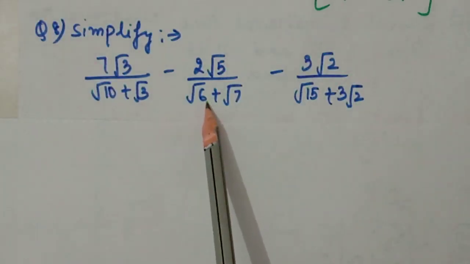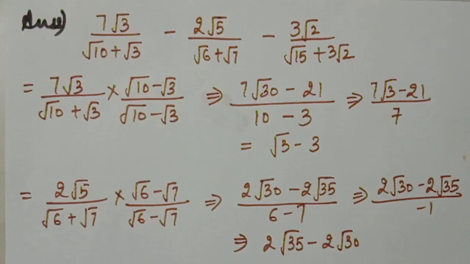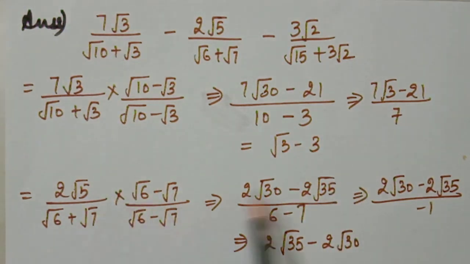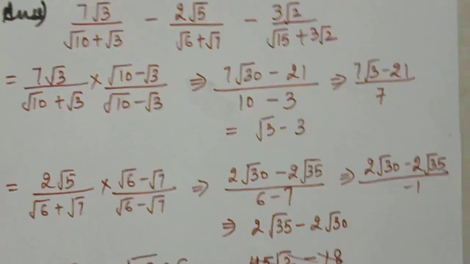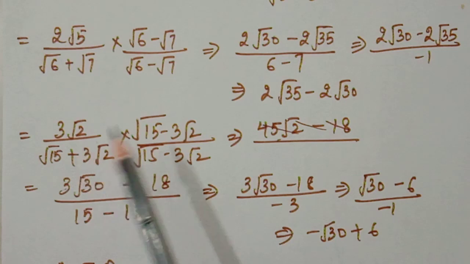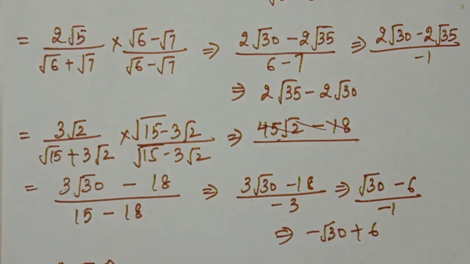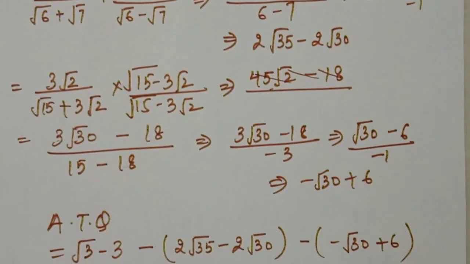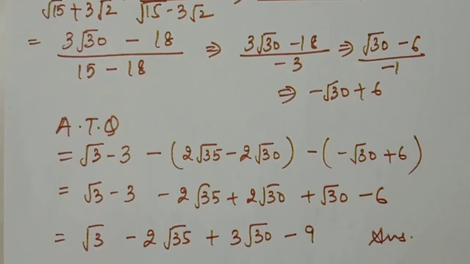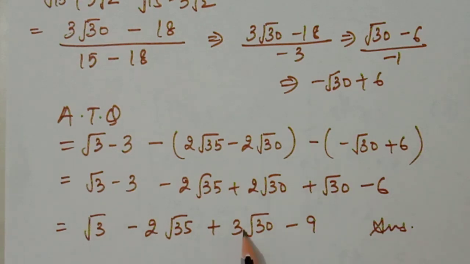This is your question number 8 from your assignment. Answer 8. Rationalization is there. First part rationalization, second part rationalization, third part rationalization, putting the values in the given question, and this is your answer of question number 8.